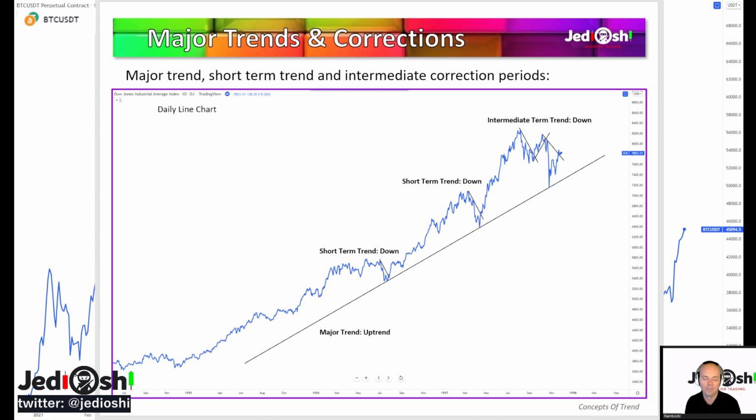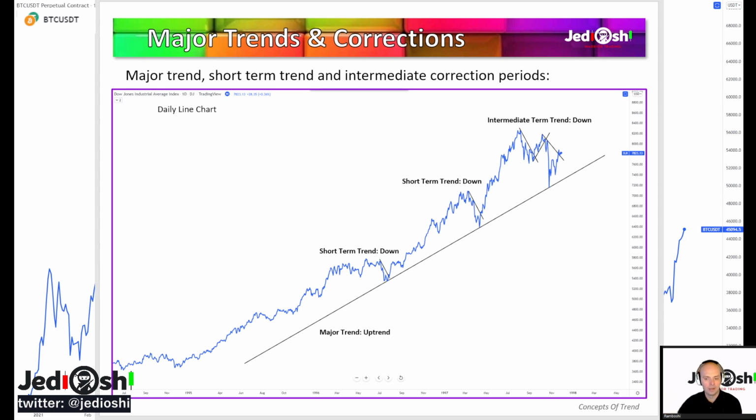But back to this. Major trend, short-term trend, and intermediate correction periods. Okay, obviously the major trend on this chart, this is the Dow Jones. I guess back to 1997. This is an old chart. I pulled it. So from 1995 to 1998, for the 3-year period, we're in an uptrend. So the major trend was up. However, and again, this is the daily line chart.